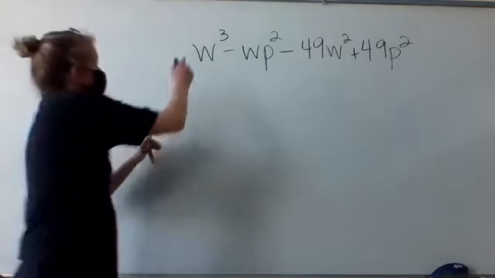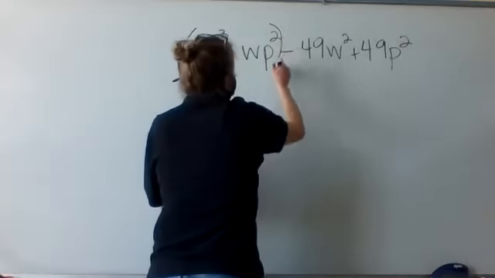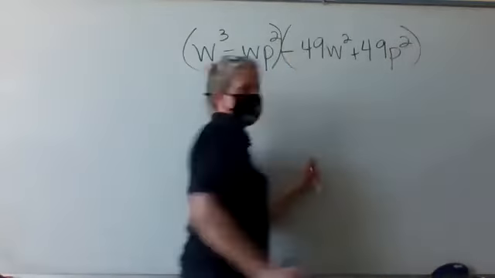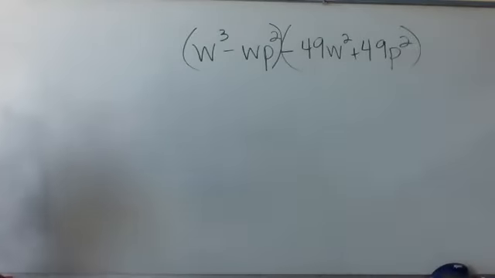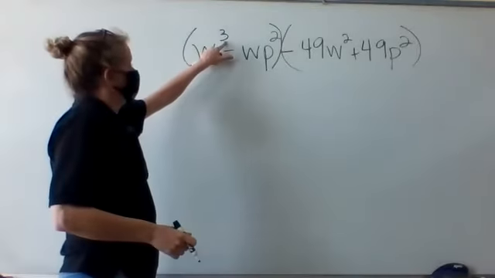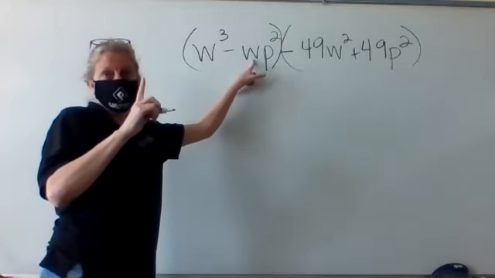So put them in groups. Now be careful with this one. In the first group, this one has W cubed. This one just has W to the first.